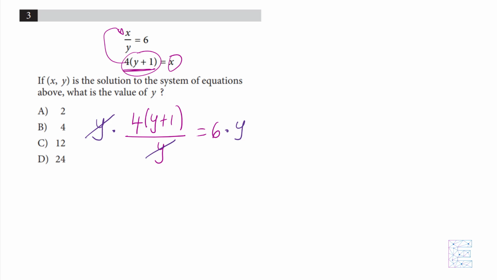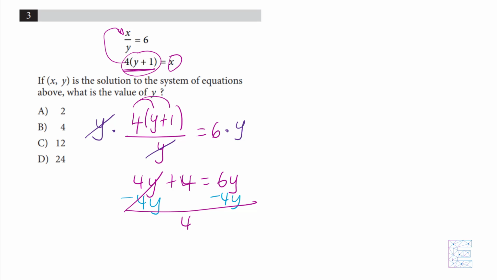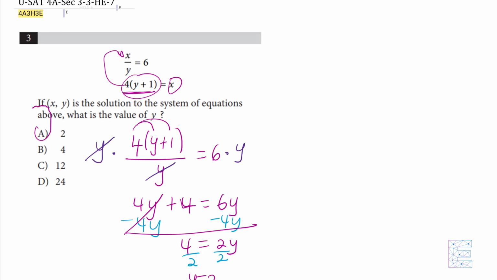So these y's cancel, and we can distribute this 4 in here. We end up with 4y plus 4 equals 6y. And to solve for y, we simply need to get the y's on the same side. So let's subtract 4y here and subtract 4y there because they're like terms. Those cancel, so we have 4 equals 2y. And last but not least, we simply divide each side by 2, which gives us an answer of y equals 2. And that makes A the answer to this question.